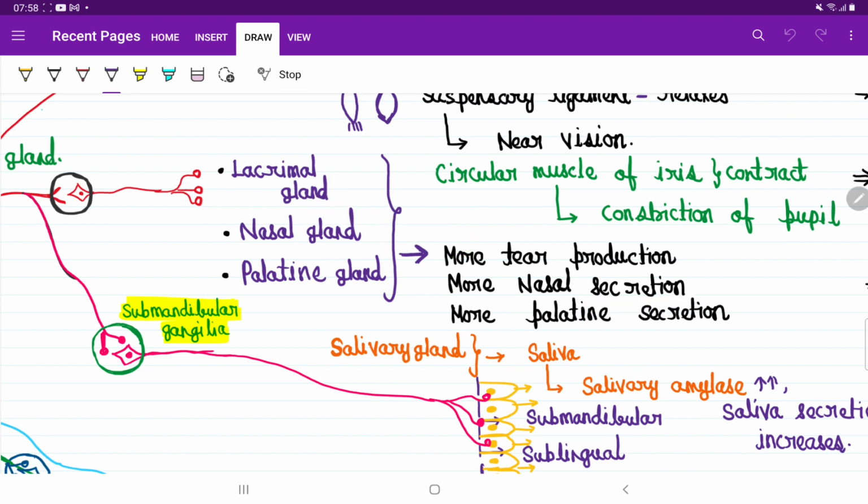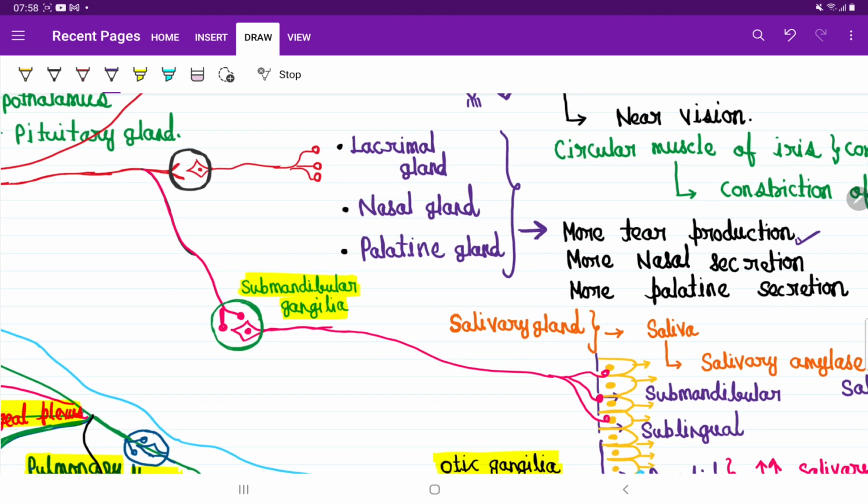They supply the lacrimal gland and cause more tear production, and they supply the palatine gland also and cause more secretion. So what is the effect of our parasympathetic neural supply on the lacrimal gland? It causes more tear production. So parasympathetic neural supply causes more tear production.